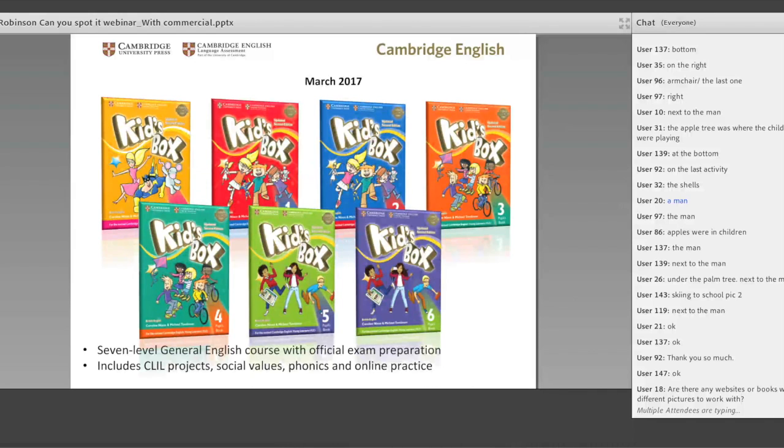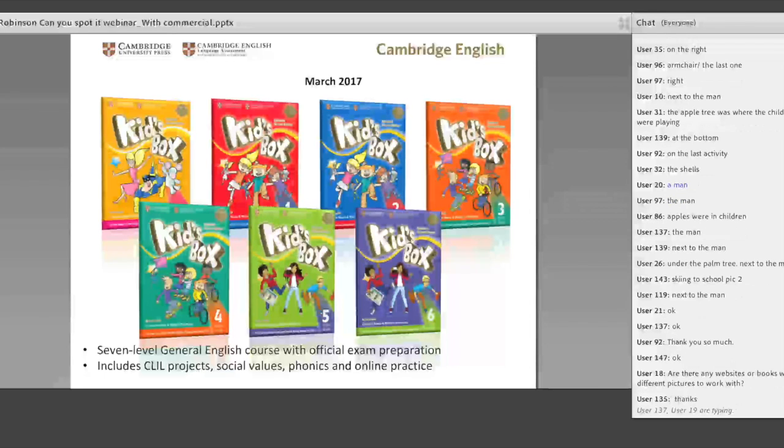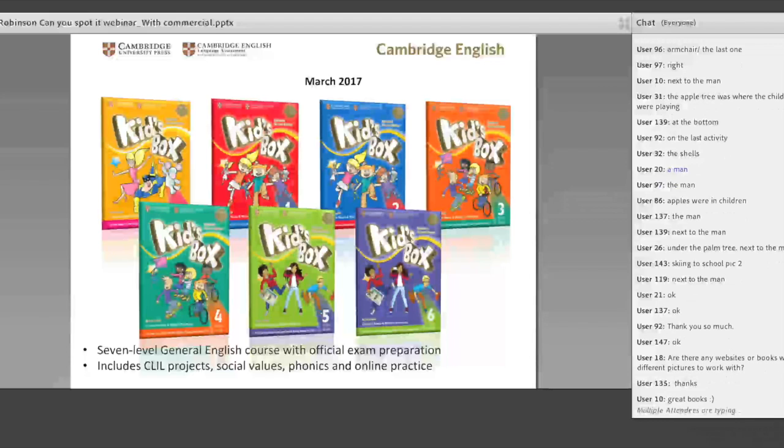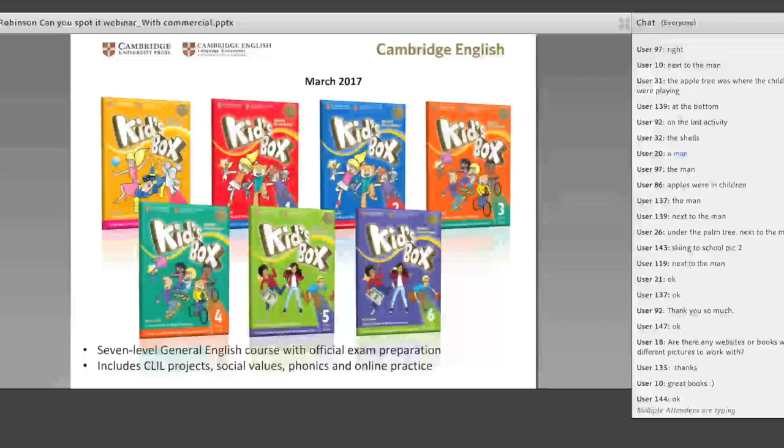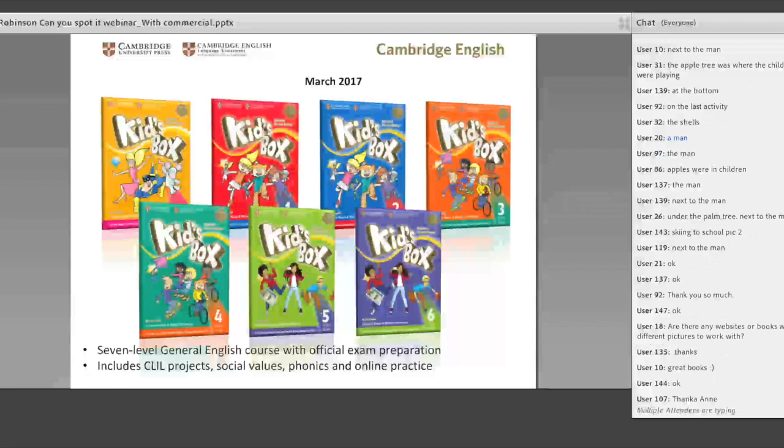Well, first up we have Kids Box. This is the updated second edition, and it's a 6-level general English course. In this specially updated edition, it now includes official preparation for Cambridge English young learners, and this is validated by our exam assessment team. It also has many features you'd expect from a general English course. There are CLIL projects, social values, phonics, and online practice.